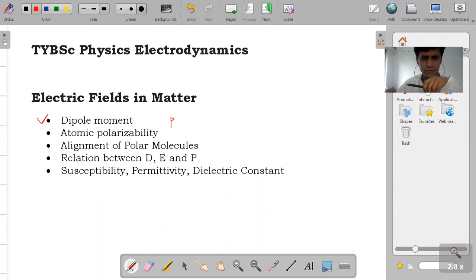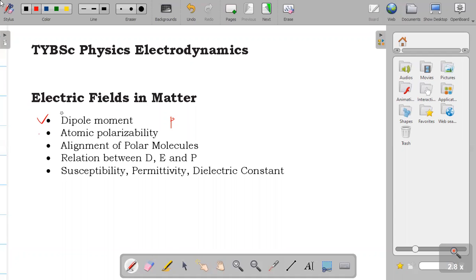Okay, this is our today's agenda, that is electric fields in matter. Today I will discuss these parameters like dipole moment. Dear students, dipole moment is denoted by the letter small p. Then atomic polarizability, which generally gives the relation between P and E, and that constant is denoted by alpha.